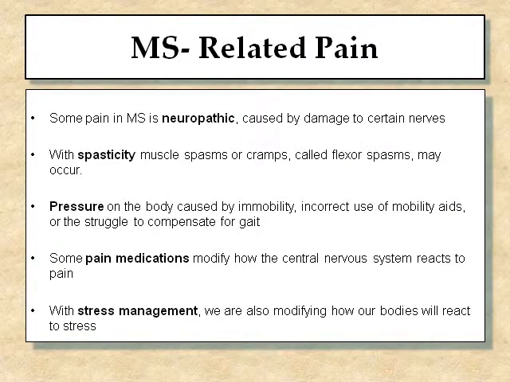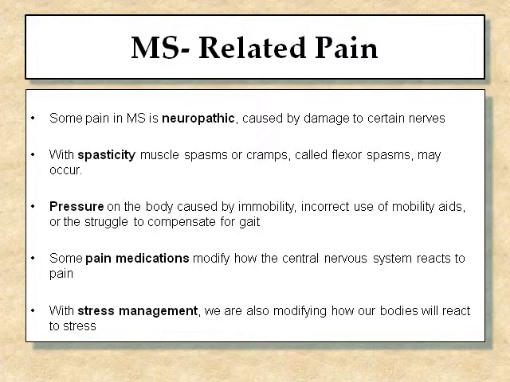So I'm just going to review very shortly some information about MS-related pain so you can have this. For some people it feels quite helpful to have information. Some pain in MS is neuropathic, meaning it's caused by damage to certain nerves. With spasticity, muscle spasms or cramps called flexor spasms can occur, and this causes discomfort.